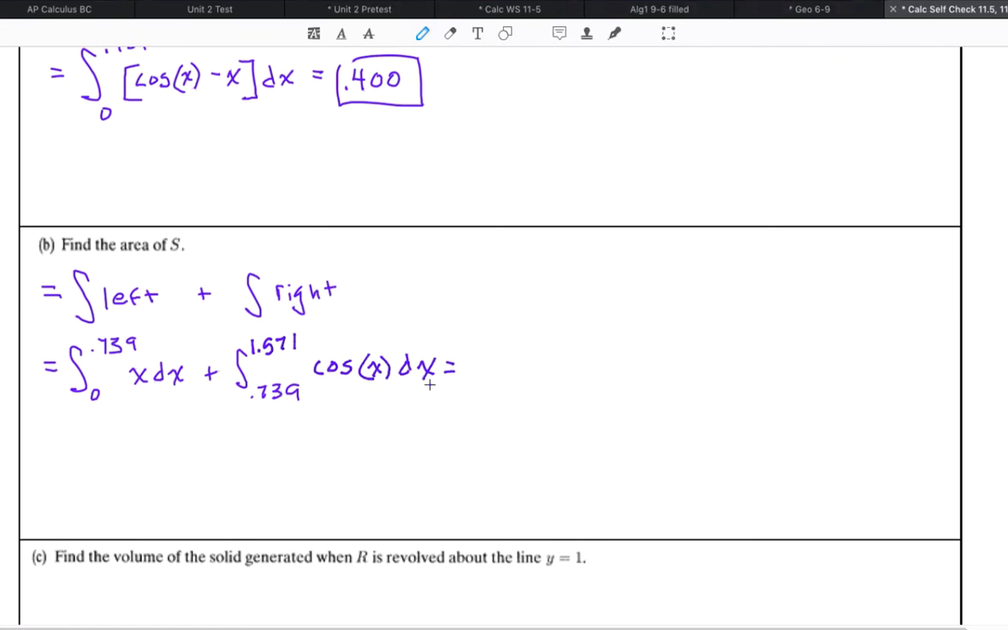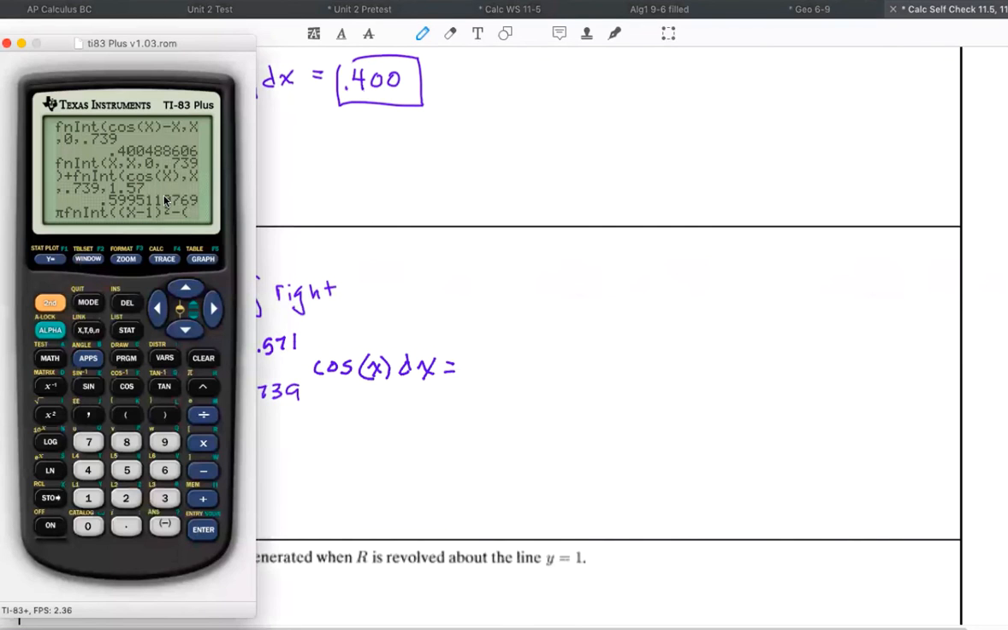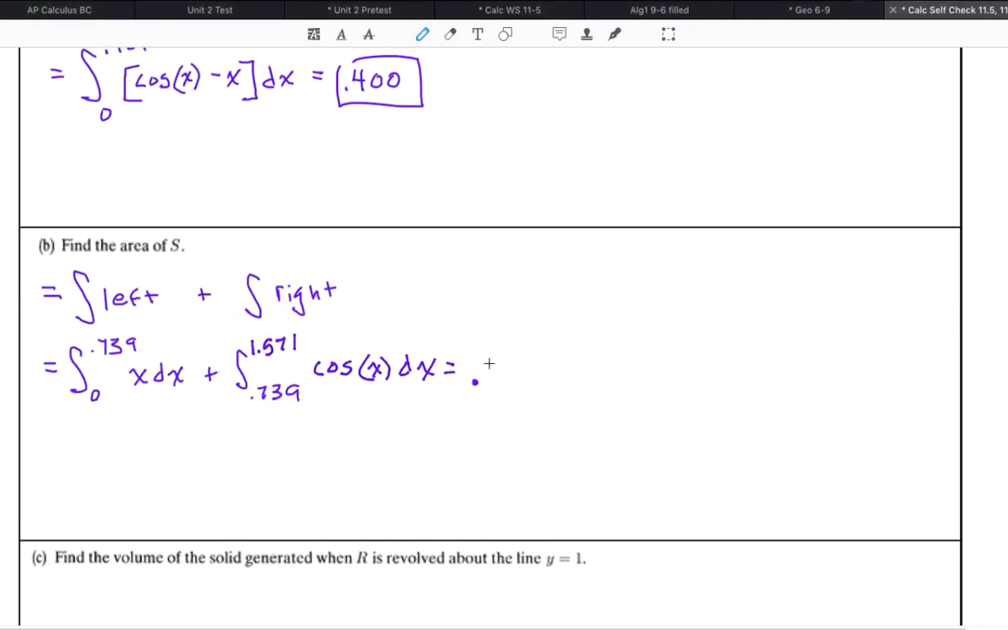Type that in on your calculator. I actually thought it was 1.570, or just, yeah, 1.570. So I think it's going to be basically the same answer. 1.599, ooh, that's going to round it up. So it's 0.600. I think if you do 0.55 or 0.599, you'll still get full points.